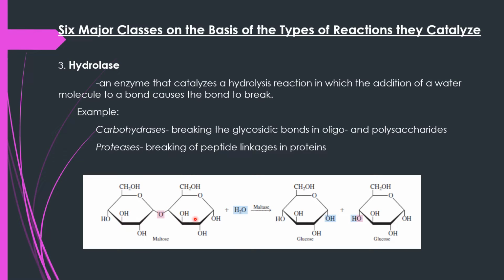Upon the addition of water, the second reactant, what happened? Maltose is made up of two molecules of glucose. So when water is added to it, it will produce two glucose units. It means that this bond, the glycosidic bond, is already broken. That's why it produces a glucose and another glucose. It is already highlighted on the reaction.